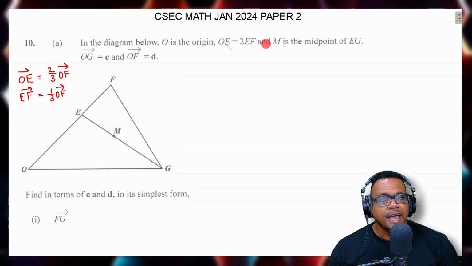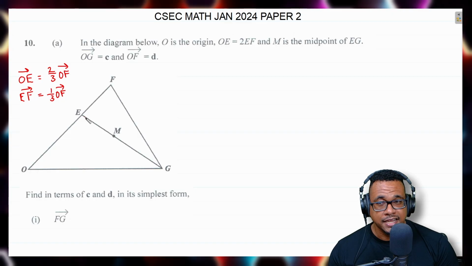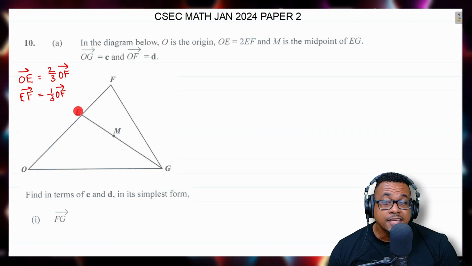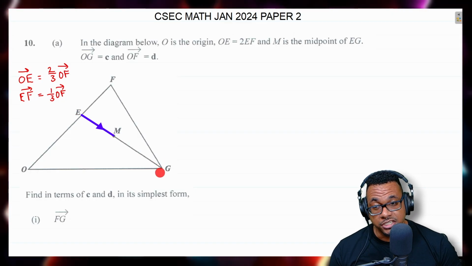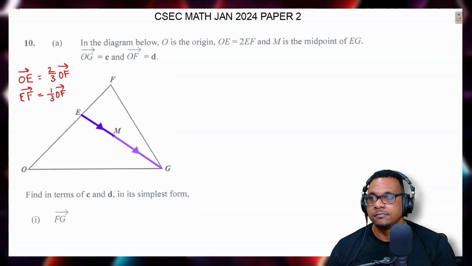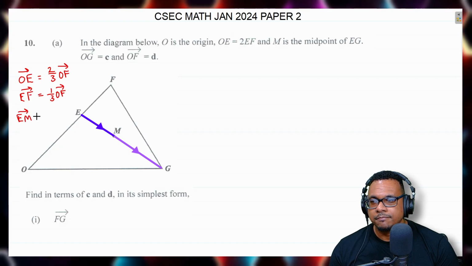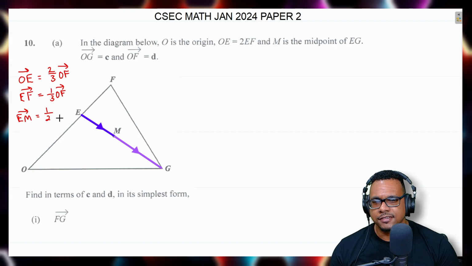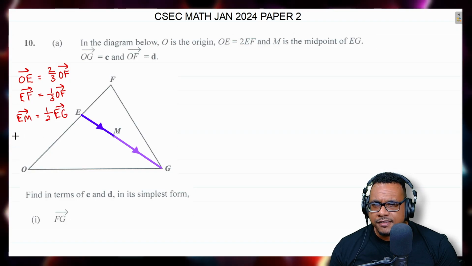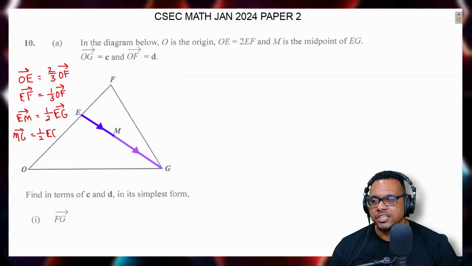Now let's keep reading. And M is the midpoint of EG. So M is in the middle of this line E to G. Therefore, E to M is half of E to G. And also, M to G is half of E to G. So let's write that down. The vector E to M is equal to half the vector E to G, and the vector M to G is equal to half the vector E to G.